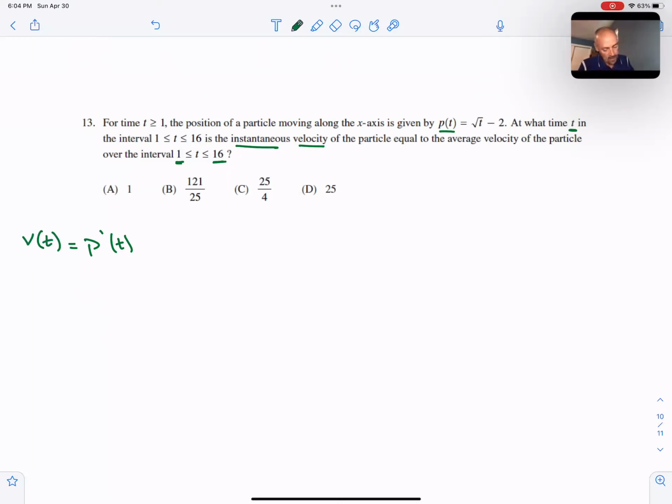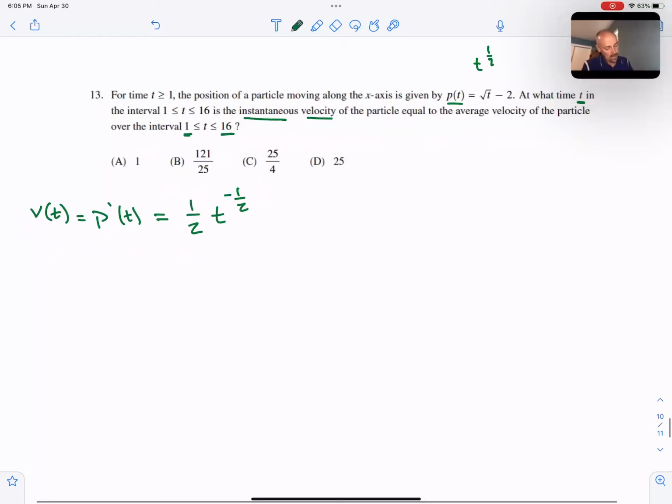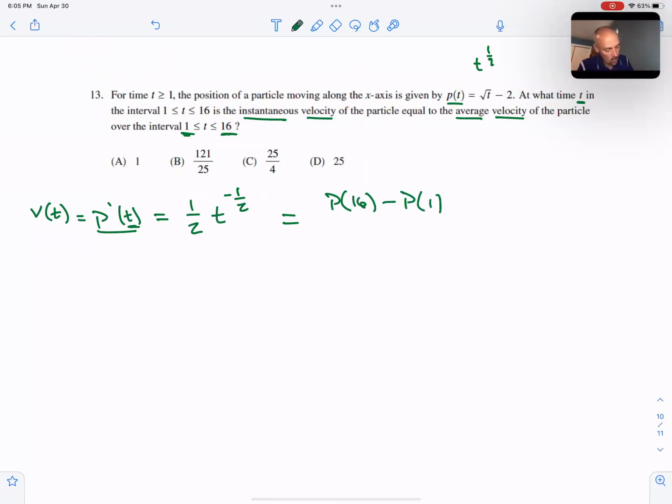And we look at that, we can do that. t to the 1/2, we'll rewrite there. So p prime of t is going to be 1/2 t to the negative 1/2. And then we're looking for this time where that is going to be equal to the average velocity of the particle on that interval from 1 to 16. So we're going to say this is equal to p at 16 minus p at 1 over 16 minus 1.